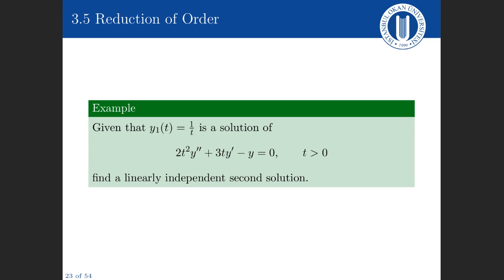If I give you a reduction of order question in homework or on the exam, I'm going to phrase it like this. Given that y1 equal to 1 over t is the solution of this differential equation, find a linearly independent second solution. We're going to use the method from the previous slide. We are told that y1 is a solution. We're going to guess that y2 is equal to v multiplied by y1.